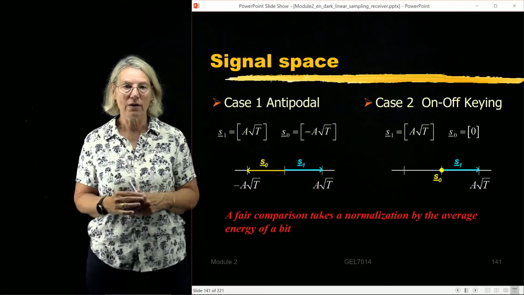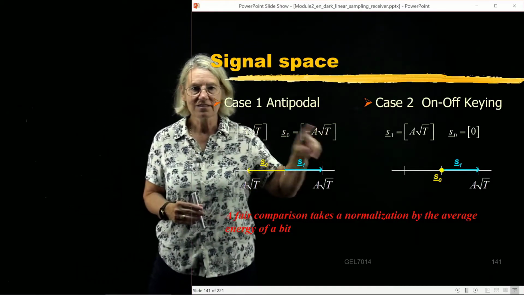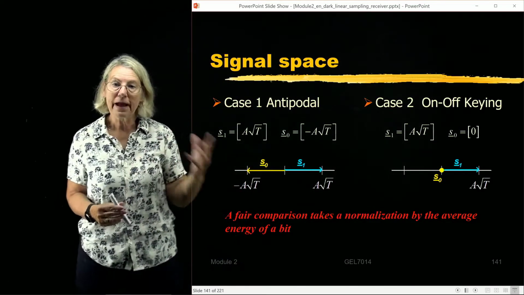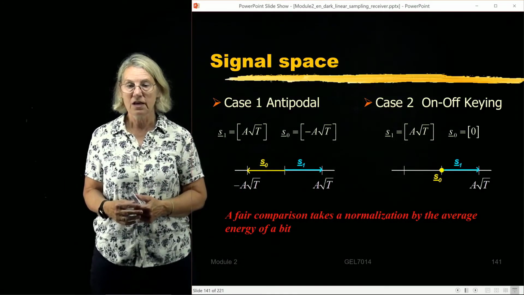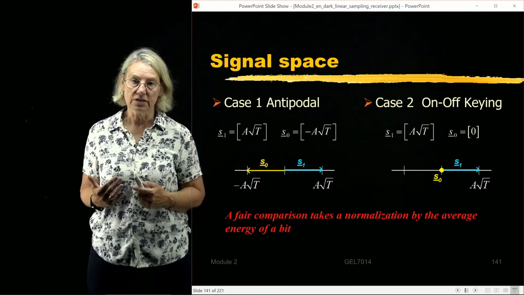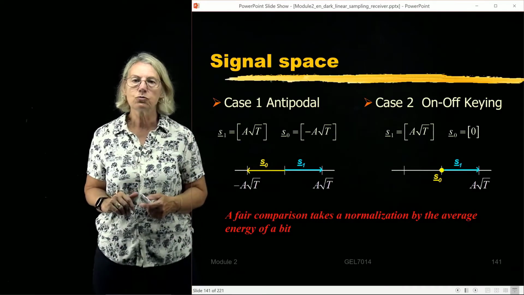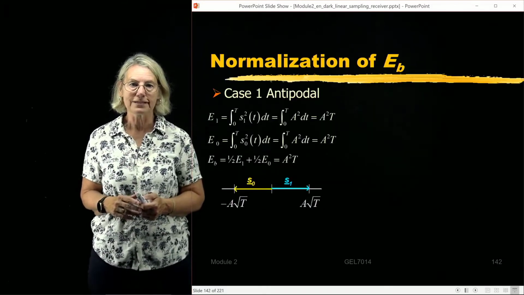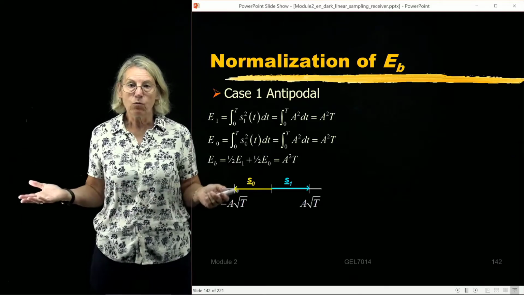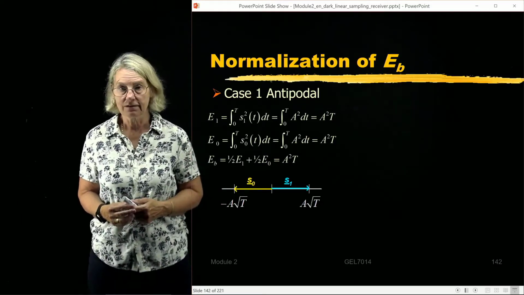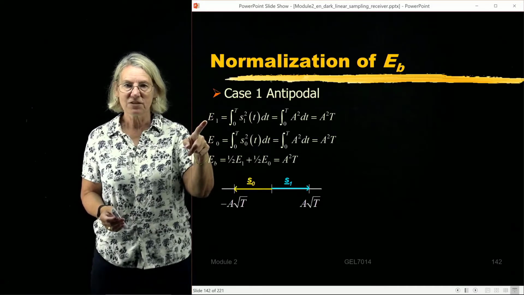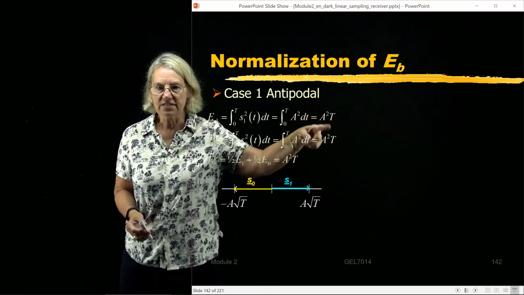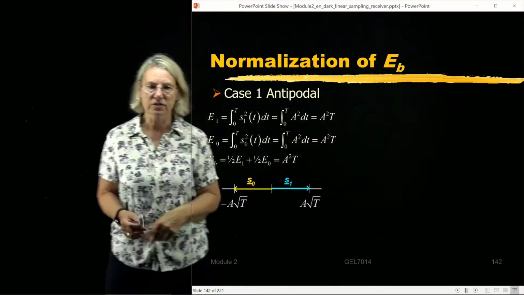And so that is why we're not going to keep these kinds of coordinates for our comparison of the performance of these two. Instead, we're going to change the units in this space to represent the average energy per symbol, or in the binary case, the average energy per bit. So I have to calculate the average energy per bit. I calculate the energy of symbol 1 and the energy of symbol 0, and of course they both have the same energy in antipodal signaling, A squared T.